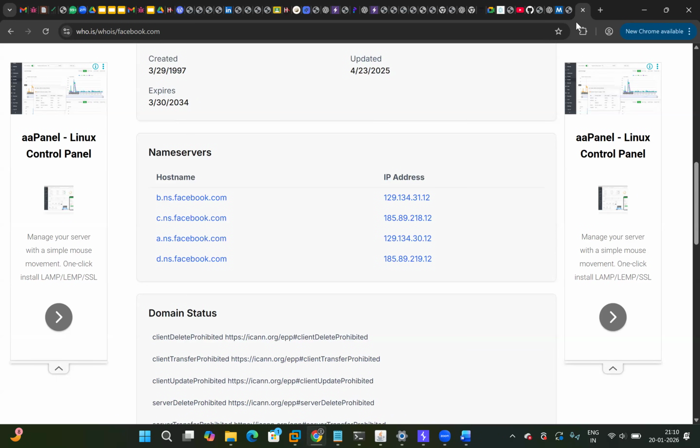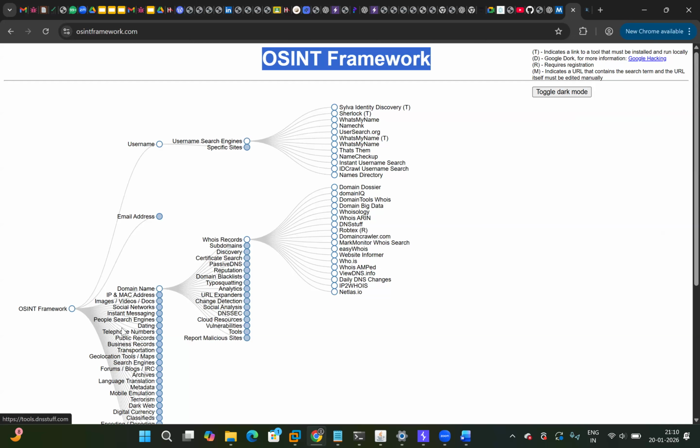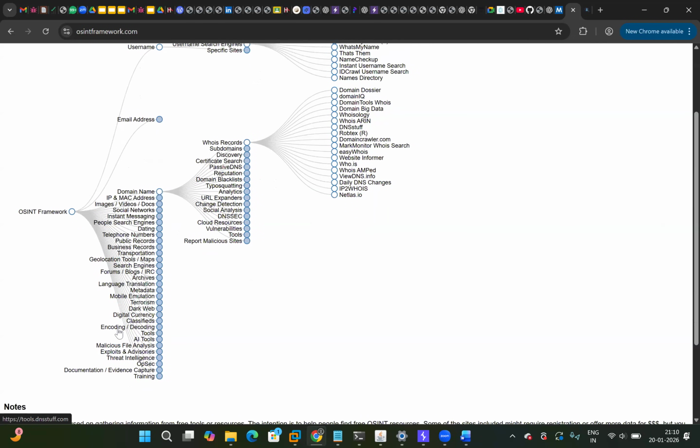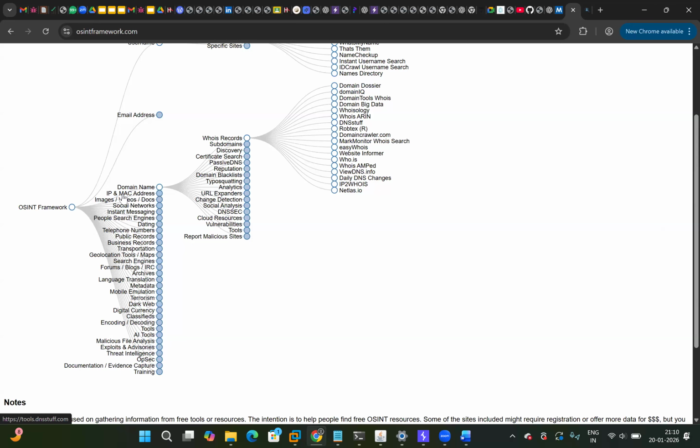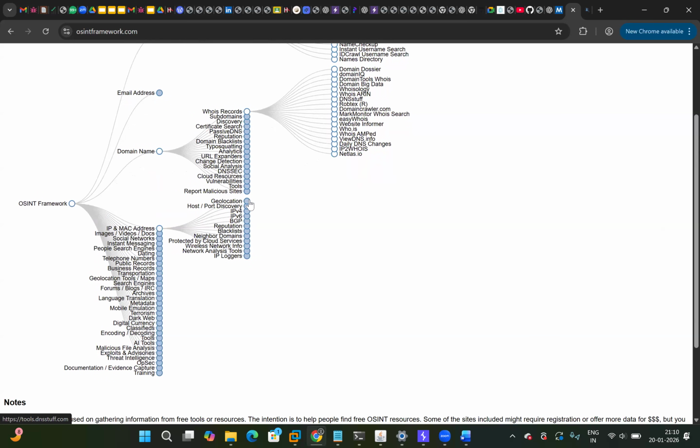So we can use the OSINT framework to see what tools we can use in order to gather what level of information. If I want to get IP and MAC address related information, let's say I want the geolocation for a particular IP, I want to know which country this IP belongs to. Then we can use the MaxMind demo, right? So let's see if MaxMind is free or paid.